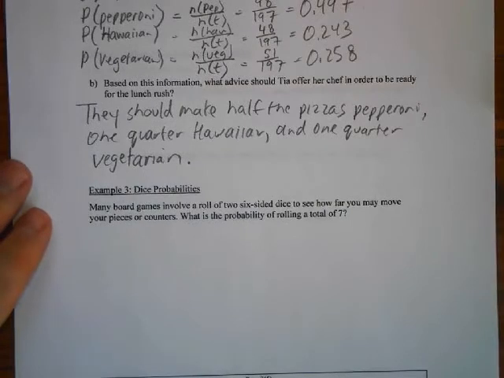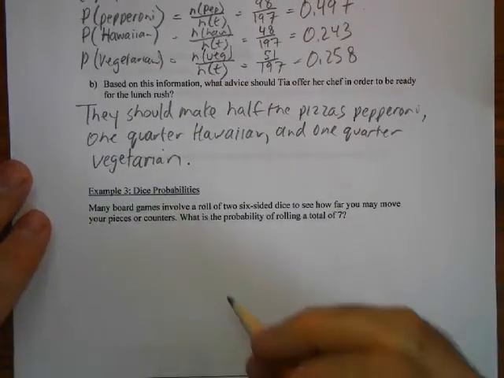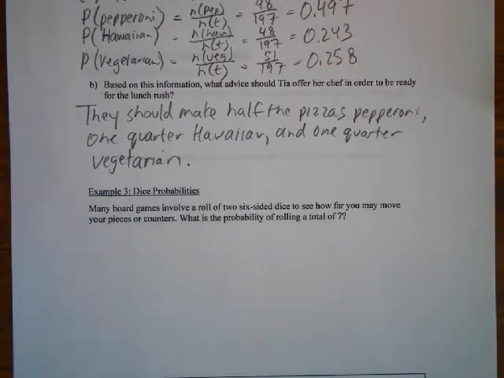The question here, example 3, is using dice or die. Many board games involve a roll of 2 6-sided dice, because it's 2, to see how far you may move your pieces or counters. What's the probability of rolling a total of 7? Well, this is something that's not instinctive as to, well, how many different ways can you roll a 7?